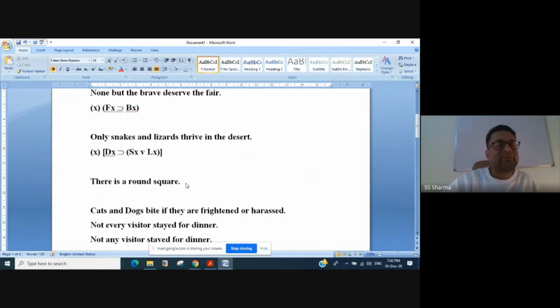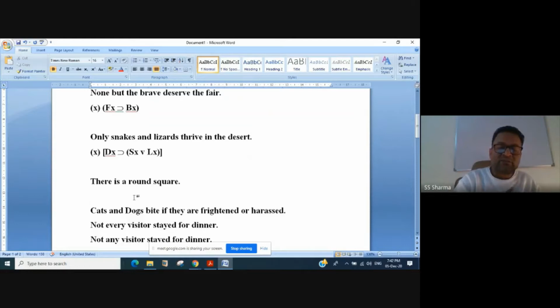Now, the next question: there is a round square. Many people confuse this and say, oh, this is a wrong or incorrect statement, right? And it is definitely true that it is basically a contradiction. Something which is round is not going to be a square. It can never be true. But then we have to symbolize it. Now, how do we understand the symbolization of this?